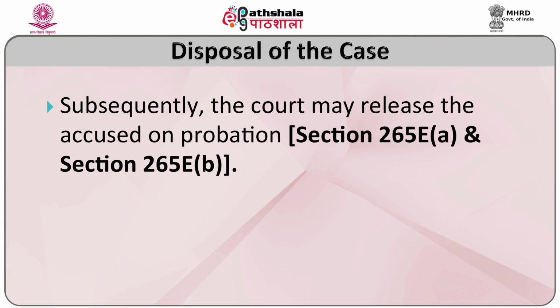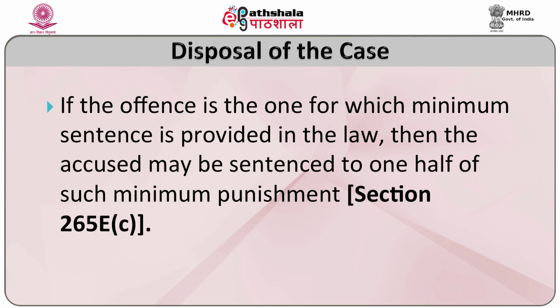Subsequently, the court may release the accused on probation if the case is one which either falls under section 360 CrPC, or under the provisions of the Probation of Offenders Act 1959, or under any other applicable law allowing for probation. If the offence is one for which a minimum sentence is provided in law, then the accused may be sentenced to 1/2 of such minimum punishment.